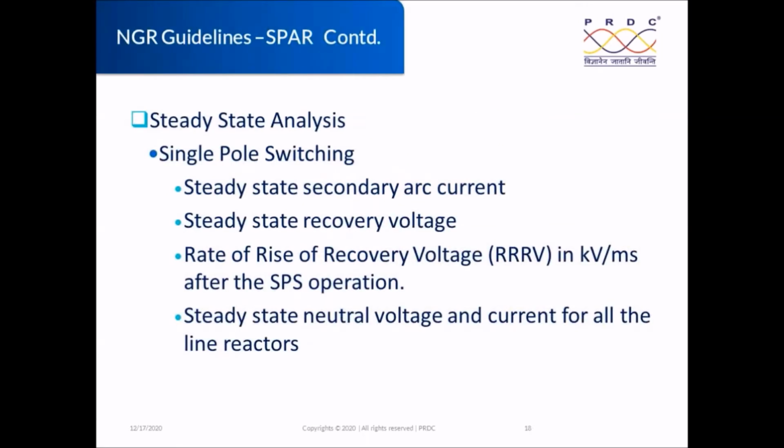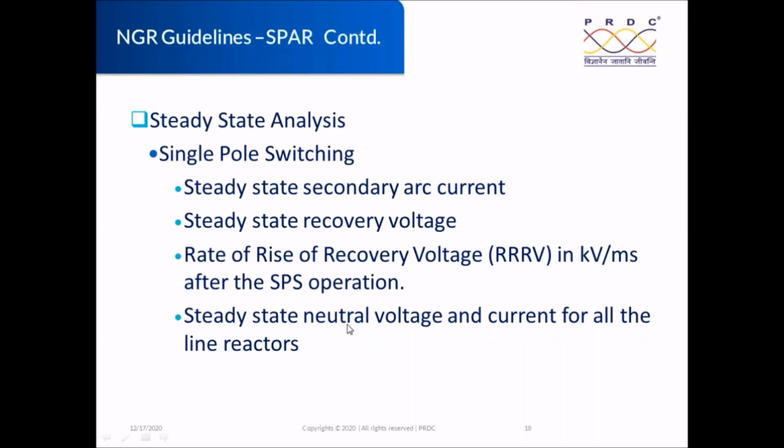Okay, so in steady state analysis, we do this single pole switching. You create a fault, a constant fault, open from both ends and try to measure the secondary current. Next, the steady state recovery voltage: without fault, only open the poles and see how much voltage is induced on the open phase. Next we calculate the TRV under this same single pole switching operation.